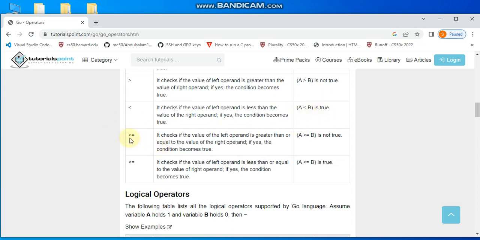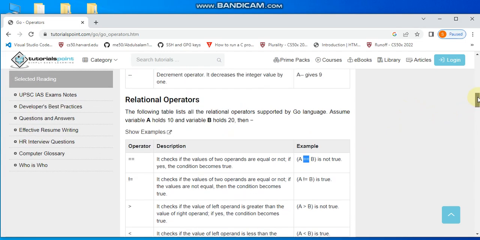This one is greater than or equal to, while this is less than or equal to. It checks if the value of the left is less than or equal to the value of the right. This one is not greater than or equal to. Had it been 20 and 20, then it should have returned true. But here it is greater than or equal to, which is not true, while a is less than or equal to 20. Yeah, 10 is always less than 20, so that will return true. That is about relational operators.